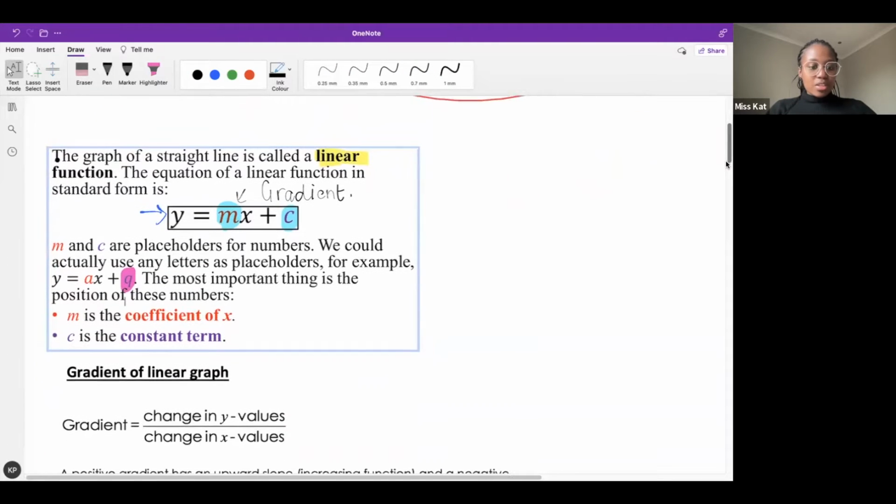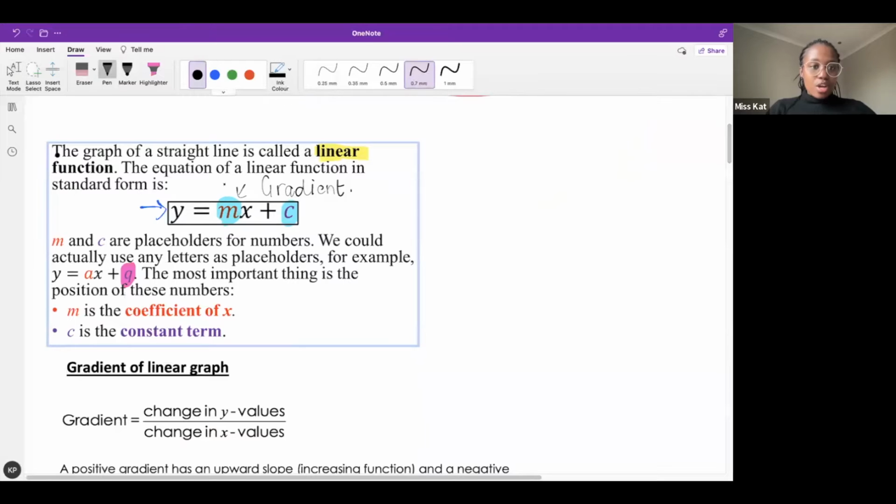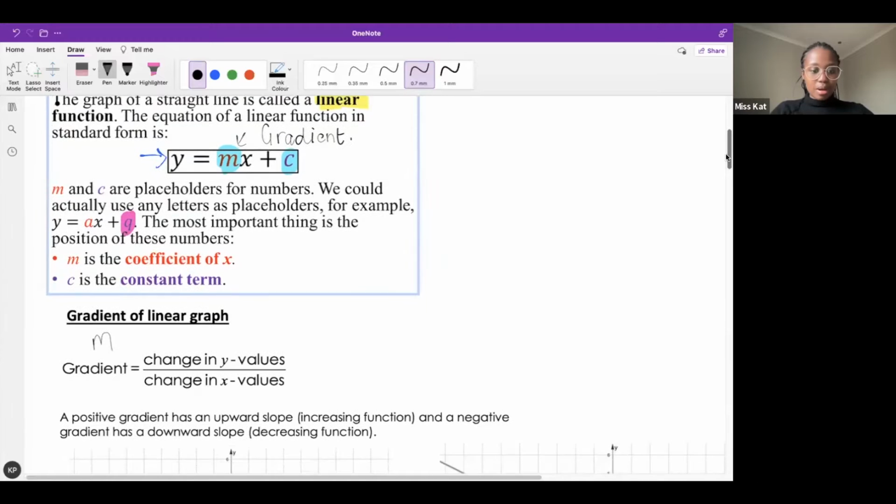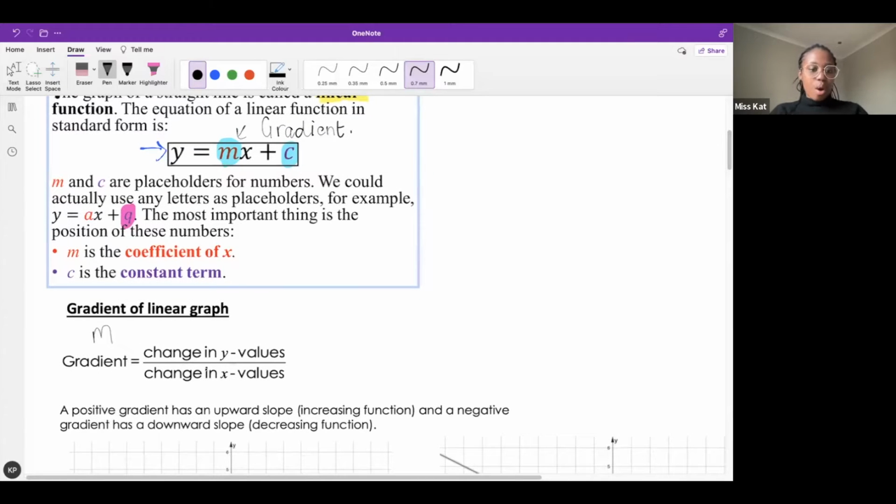Now let's talk about the gradients. So I should probably write here in our equation, the gradient will be represented by the M. So you see the coefficient of X, meaning the number in front of X, that will be where the gradient goes. So to work out the gradient, this is my formula. It says change in Y values divided by change in X values. Let me explain what I'm talking about.